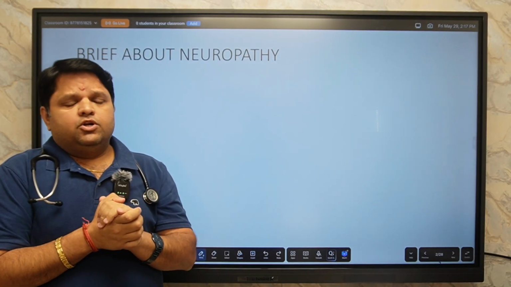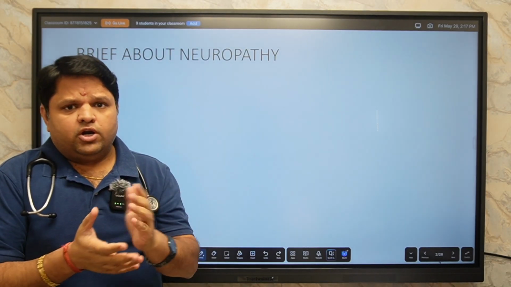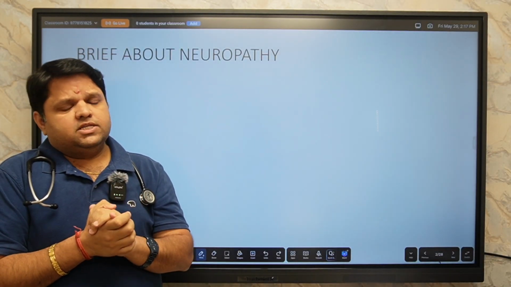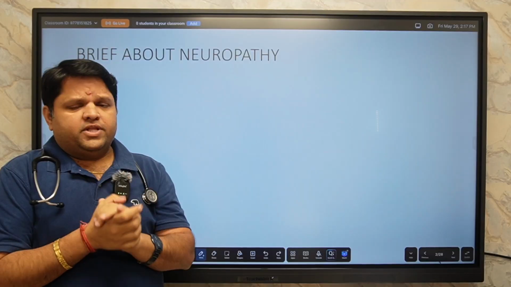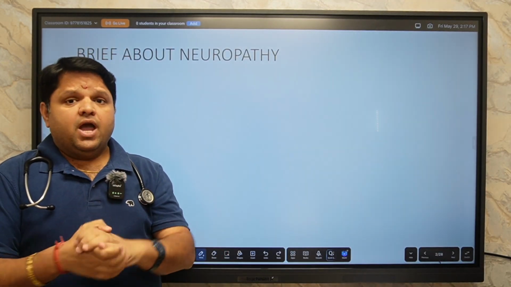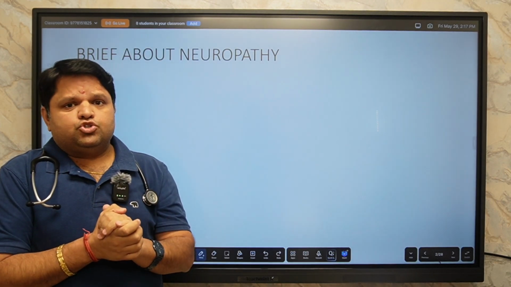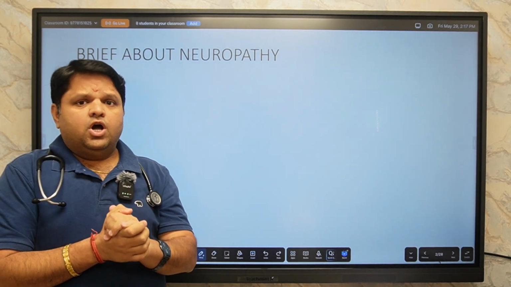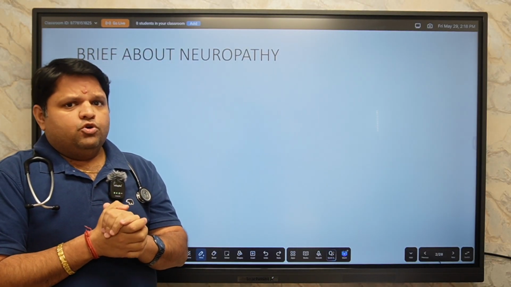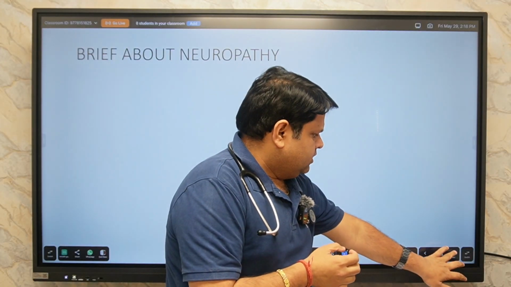And for the PG exam point of view, neuropathy may be given as a long case, DM cases may be given as a short case, and sometimes leprosy may be kept as a small case in the exam. So approach to neuropathy is very important both for the students and for clinicians. And for NEET PG, there are also many questions based on the approach to neuropathy and causes of neuropathy. So without delay, we will start with how to approach a case of neuropathy.